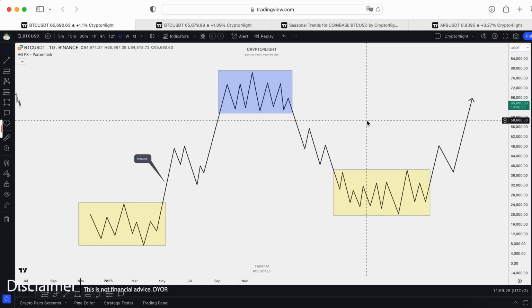Today, we'd like to talk about market cycles, accumulation, impulse, distribution, time period on the chart. Let's dive in.